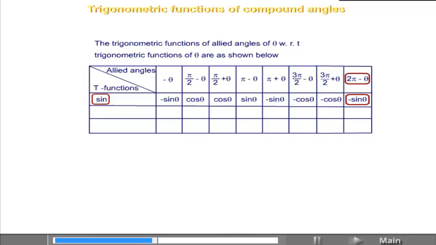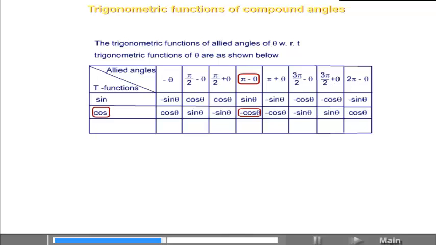Sine of 2 pi minus theta is minus sin theta. 2. Cos. Cos of minus theta is cos theta. Cos of pi by 2 minus theta is sin theta. Cos of pi by 2 plus theta is minus sin theta.